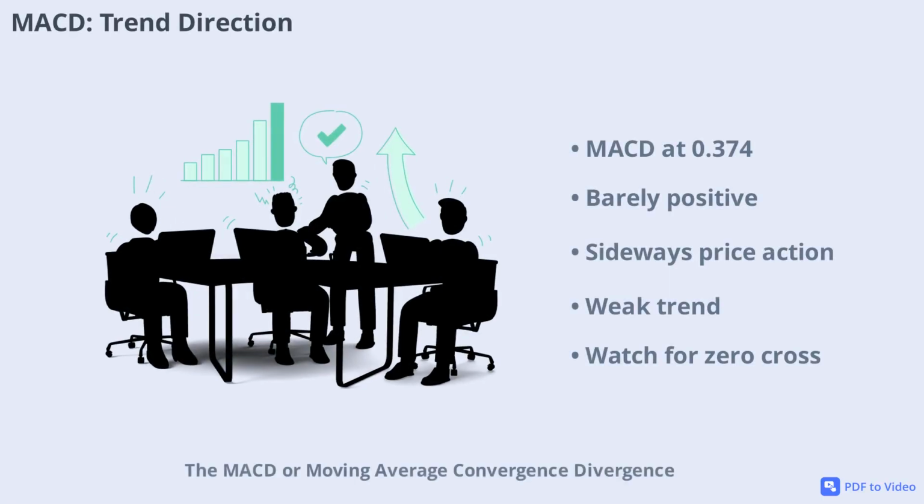The MACD, or Moving Average Convergence Divergence, is another key trend-following indicator. For QCOM, the MACD is at 0.374 positive but barely above zero. This suggests a lack of strong trend and reflects the sideways, choppy nature of recent price action. If the MACD crosses below zero, it would confirm a sell signal and likely lead to further downside. For now, the trend is weak and directionless.